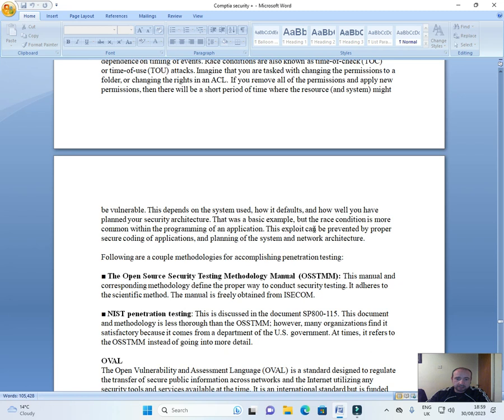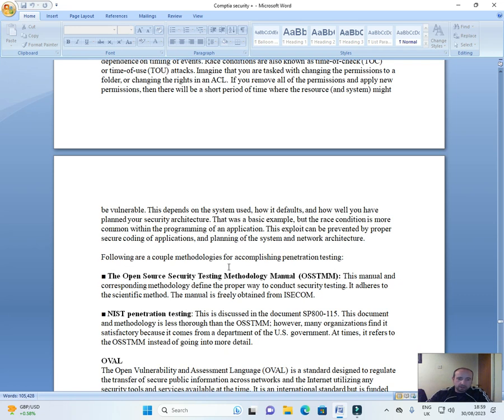That was a basic example, but the race condition is more common with the programming of an application. This exploit can be prevented by proper secure coding of applications and planning of the system and network architecture.